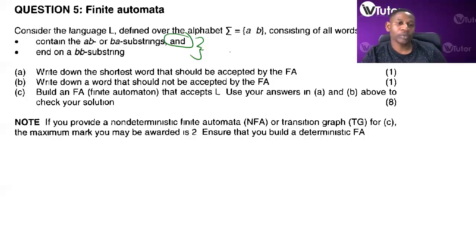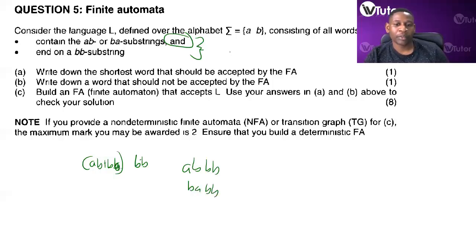So the shortest word should contain an AB or BA substring and end on a BB. So it should be of length 4, ending with a BB and having an AB or BA. Any one of these should be a part of the language. So we can give ABBB, or BABB. Any of these two words will do.